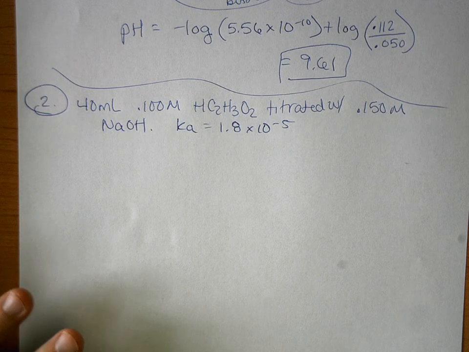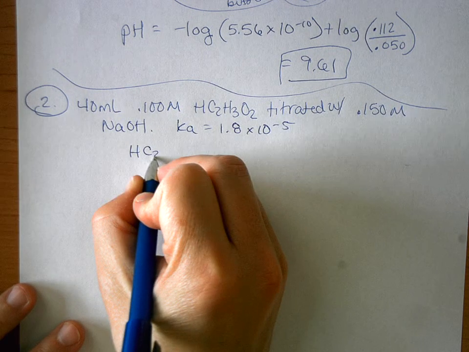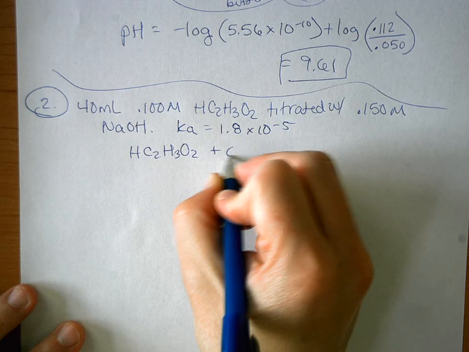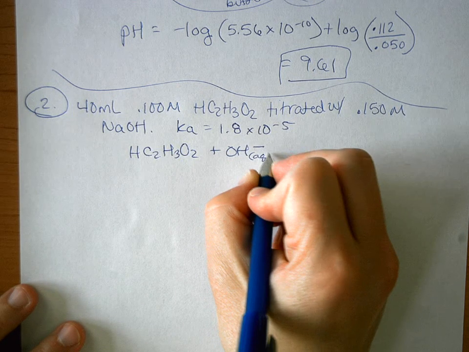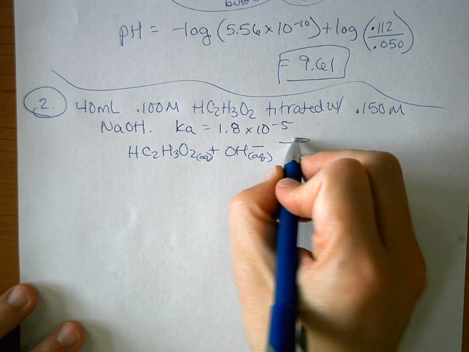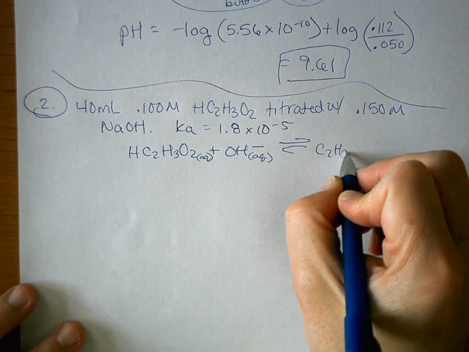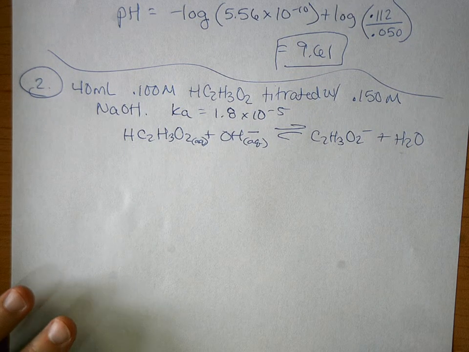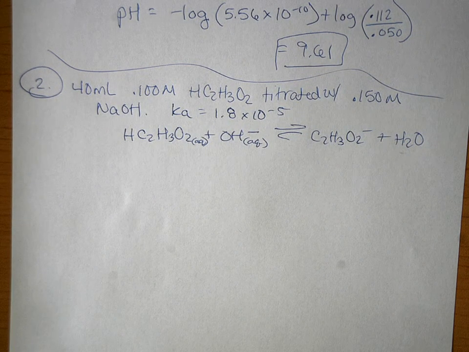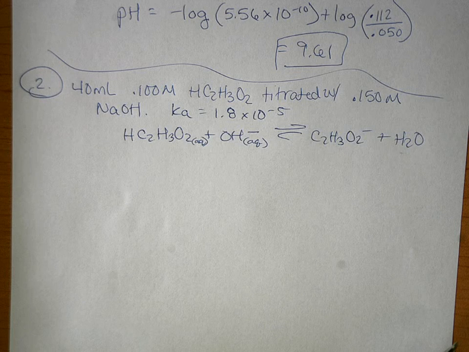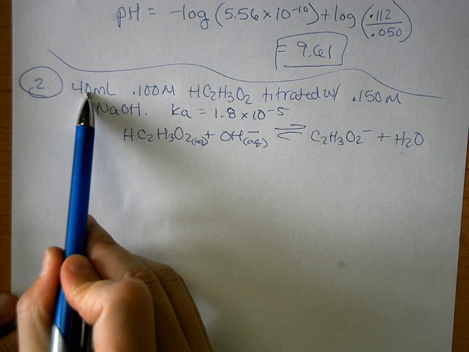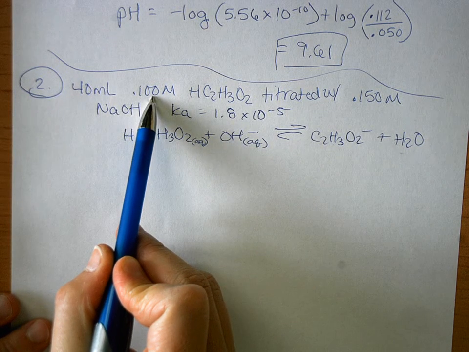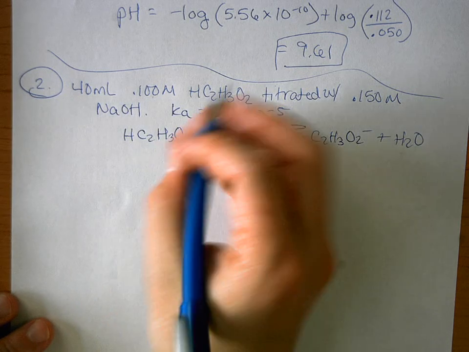Okay, so if I'm adding hydroxide ions, then I'm going to have my acetic acid, HC2H3O2, adding hydroxides to it, aqueous, all of these. It's going to give me my acetate ions and water. So I'm going to figure out millimoles of this stuff and figure out what I have left. I'm asked to solve for pH after adding different amounts. So my 40 times the 0.1 molar is going to give me my number of millimoles of acetic acid. So that's 4 millimoles.